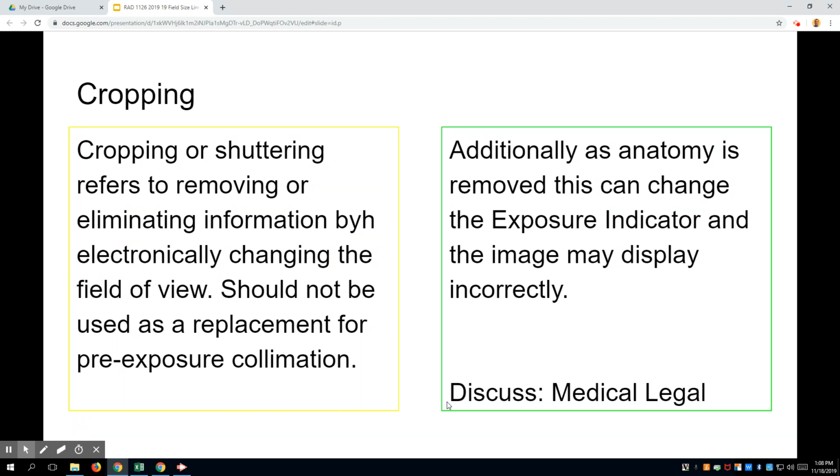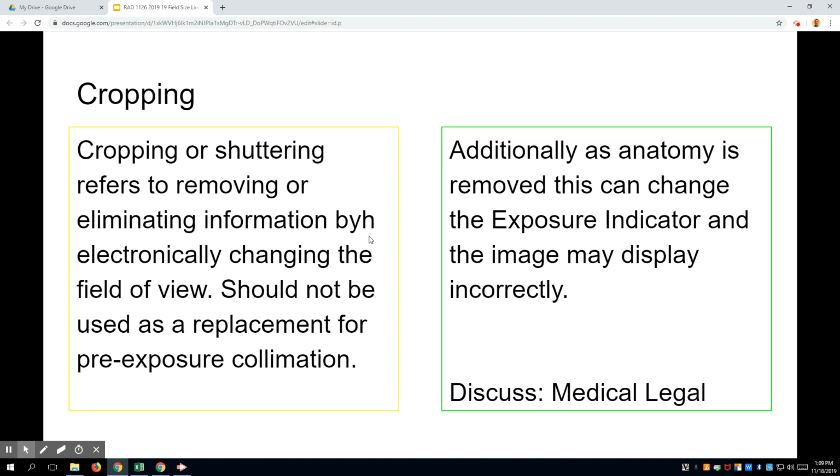So cropping, technically defined by the white paper on the ASRT that I shared with you guys a couple of weeks ago, refers to removing or eliminating information, excuse the typo, by electronically changing the field of view, right? And it should not be used, this is the key point, should not be used as a replacement for pre-exposure collimation, right? So the idea is not shoot the map and then isolate Texas, okay? It's just get Texas, right?